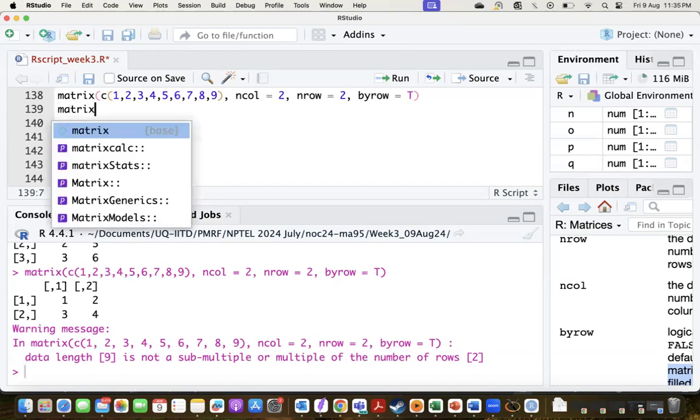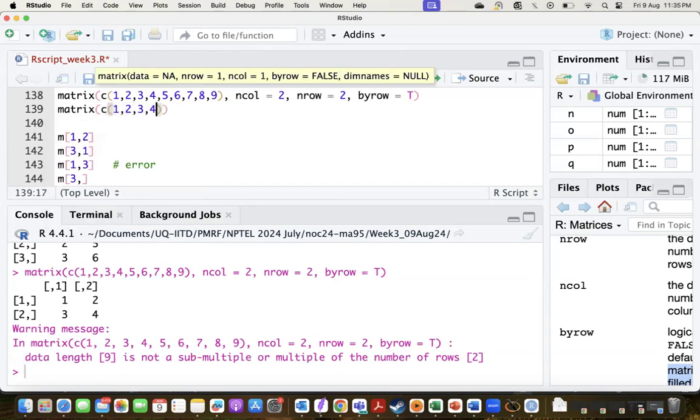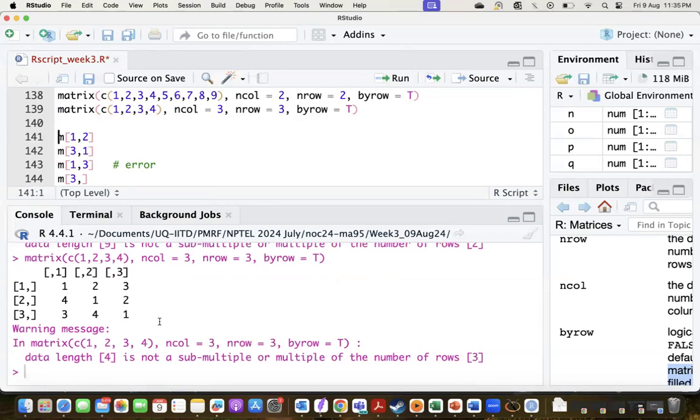Since we have this question, let's do it the other way. What if our data was smaller, only 4 elements, and the matrix that I want was of 9 elements, a 3 by 3 matrix? Then it's similar to what we've seen earlier, that the numbers get repeated. It's 1, 2, 3, 4, then again 1, 2, 3, 4, and then again 1. But I still get a warning message that the data is not a multiple or a submultiple of the number of rows. That's a very good question. Thanks for asking.